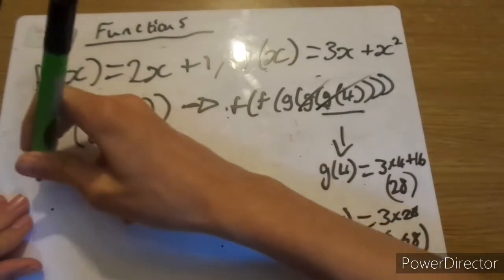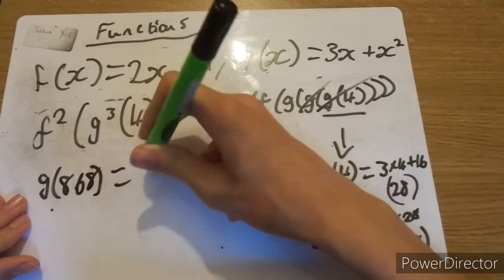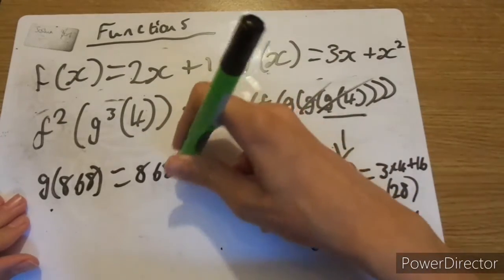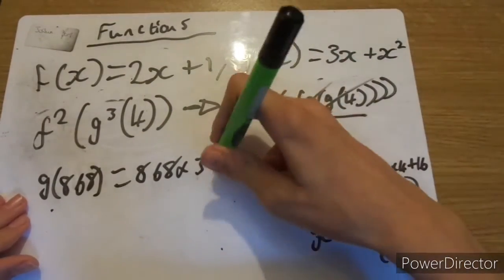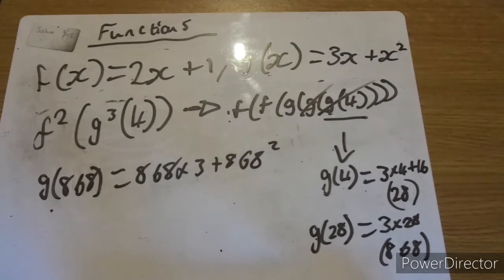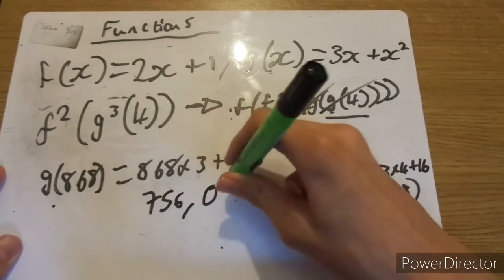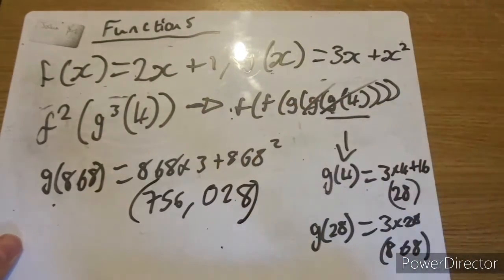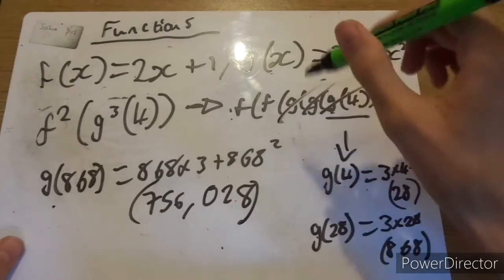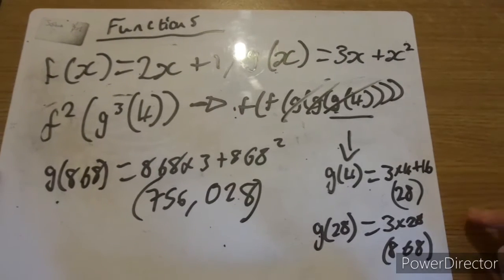Now I've got to do g of 868, which sounds ridiculous because it is. You never actually get a question this hard in the exam. Then of course you've got to add 868 squared. This is going to be a ridiculously stupid answer. It's 756,028. Now I've got to substitute that number into f, and I ran out of space for this.